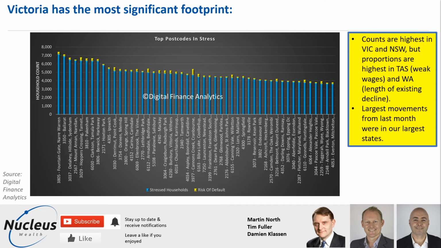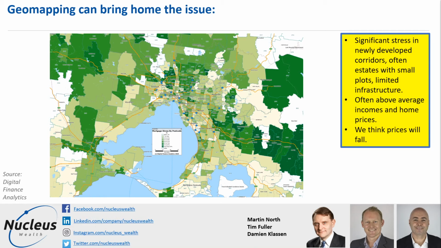Yeah, sure. I mean, you've only got to take a tour around the Melbourne fringe to see endless paddocks of McMansions popping up all over the place. And if you talk about that, look on the next slide. So this is actually geomapping. You can see where some of those hotspots are. So the darker colours are the hotspots. Beaconsfield around that area, that's where you find some of those McMansions and some of those high density areas as well. So often above average incomes and home prices, large estate corridors, often quite small plots, perhaps limited infrastructure. There's a pattern here.